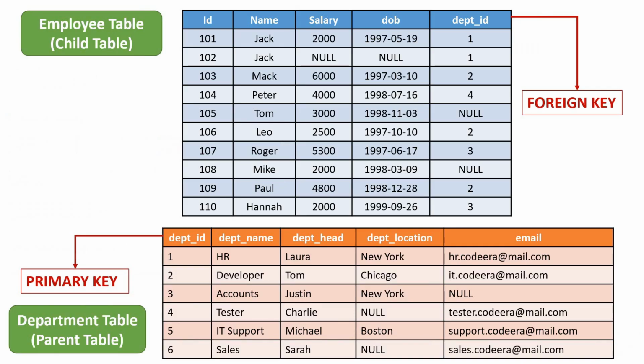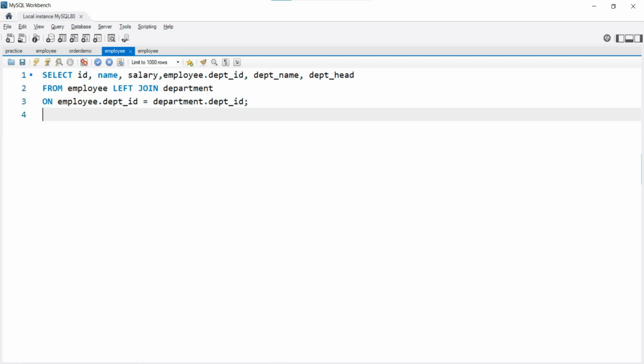So guys, here we have these two tables. First is the employee table, which has department ID as a foreign key, and the other one is the department table with department ID as the primary key. So let's join these two tables using left join. So guys, here I have selected ID, name, salary and department ID from the employee table and department name and department head from the department table. And I have also joined these tables using the left join. And in the last, I have specified the joining condition that the department ID of the employee and department tables must be the same. So guys, here our left table is employee.